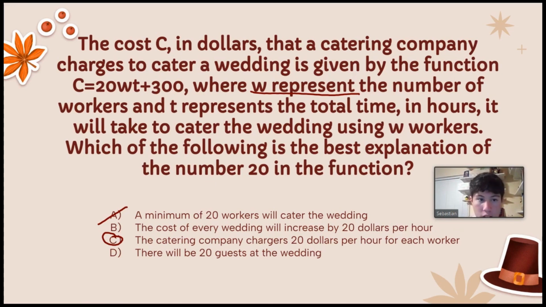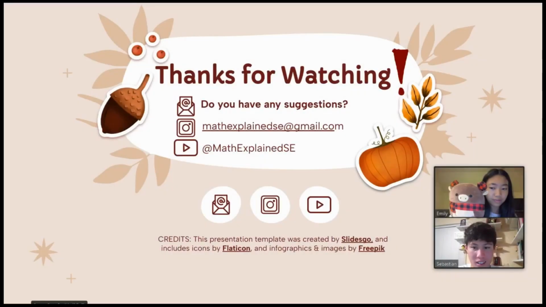This isn't true because, let's pretend W equals 5. This means that there are 5 workers. So if we plug this into the component that we're interested in, 20WT, this means if W equals 5, that component will become 100T. And now for every hour, 100 extra dollars will be charged. So the number of dollars that increases per hour is dependent.